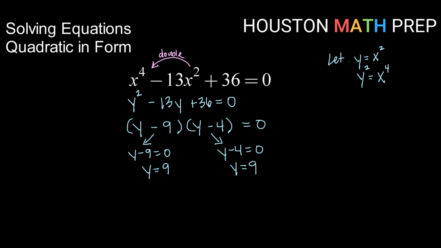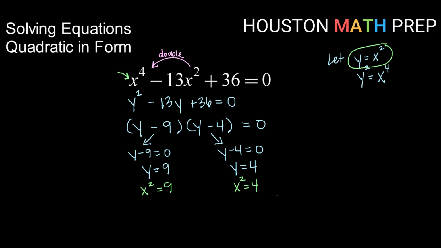Now it is time to return to our original substitution, because remember, when we're solving, we're looking for the value of the variable in the original equation, in this case, x. So y was equal to x squared. So that means, replacing y with x squared, I have x squared equals 9. Oh dear, I wrote 9 over here when I meant 4, so let me fix that real quick. There we go, y equals 4 on that side, so that means x squared equals 4.